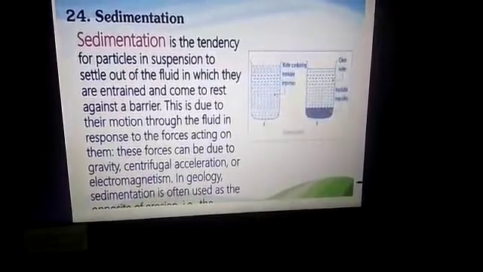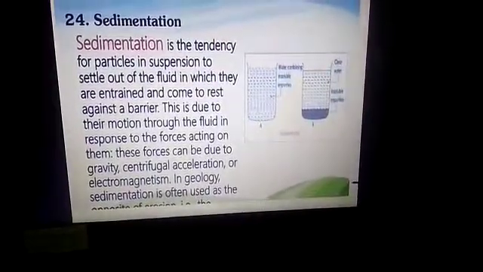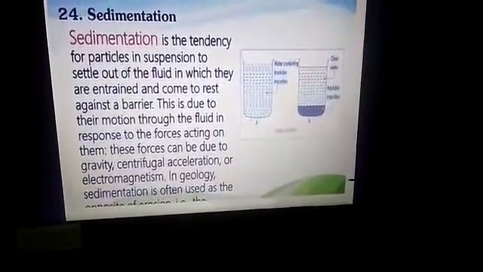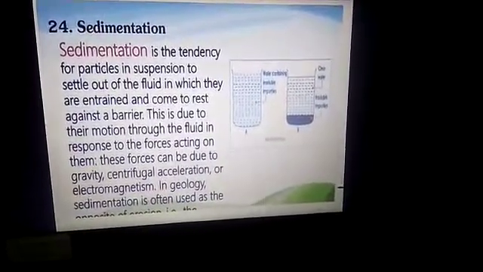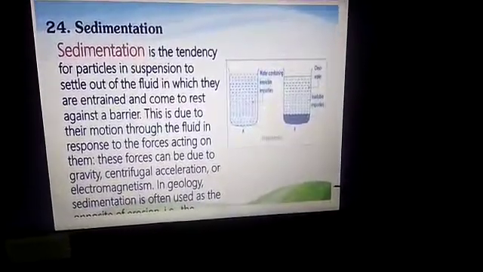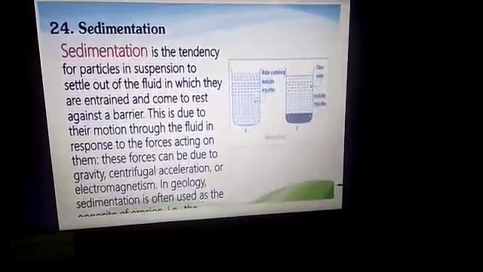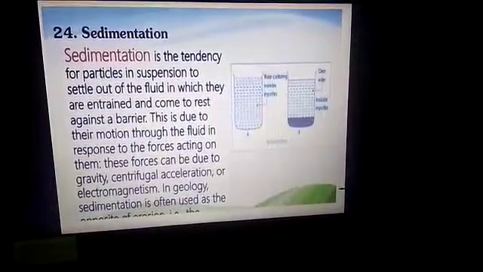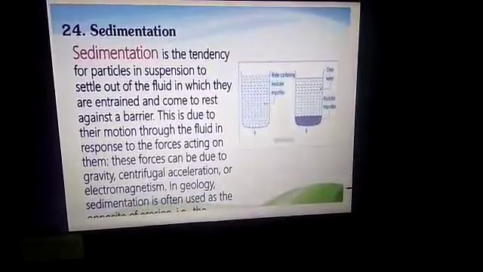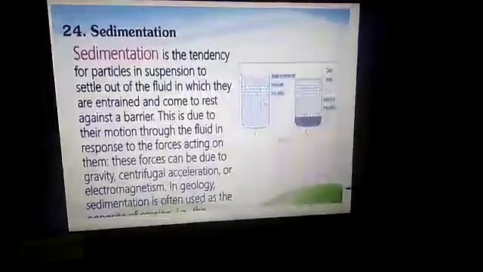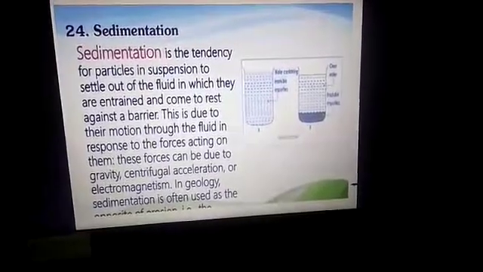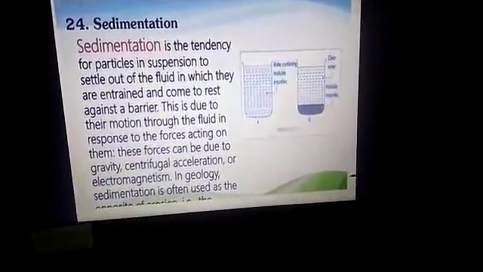In this, the insoluble solid settles down due to gravity, and the remaining water is decanted out. That means pure water can be taken out. For example, if you take water and put some sand in it, after some time the sand settles down. The insoluble impurities settle down and the pure, clear water can be seen at the top, and that can be taken into another beaker or vessel. That process is called decantation.